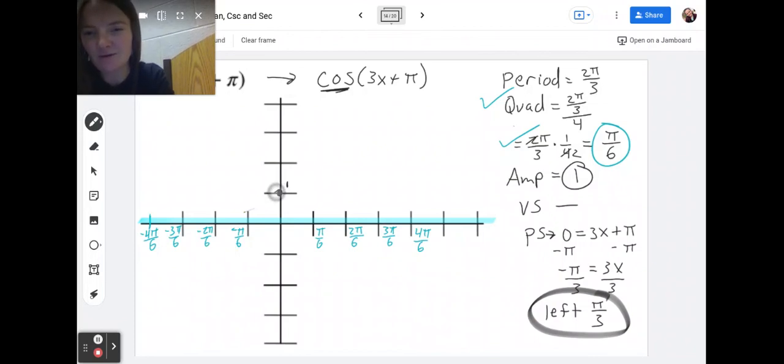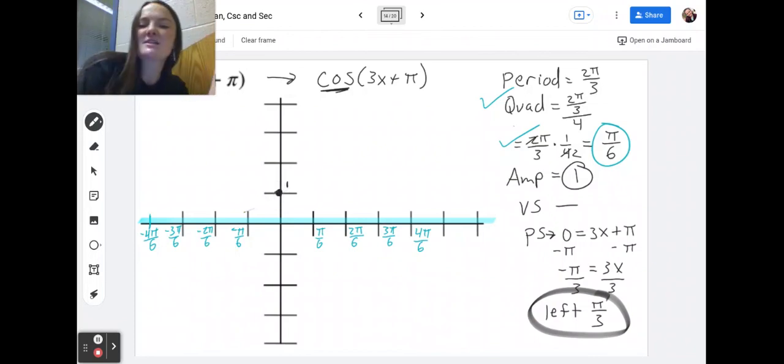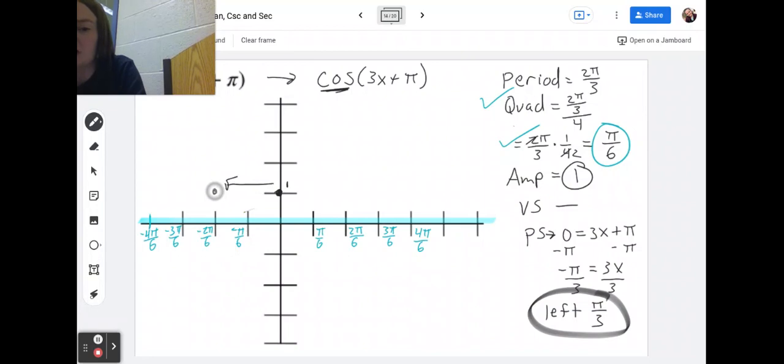This is where maybe we should have simplified our fractions, and if you didn't, that's okay, because we can probably visualize what that means. 2 pi over 6 is pi over 3 because 2 goes into 6 3 times, and so we need to go left pi over 6, which is actually over here. And this is where we're going to start our graph. So maybe I erase here so I don't forget.